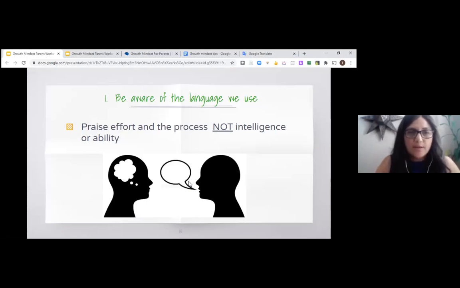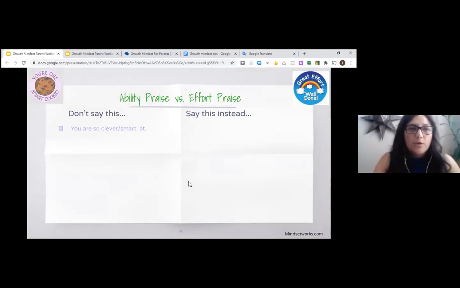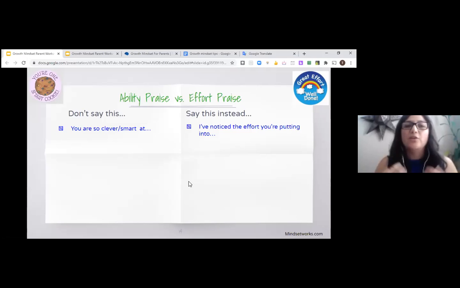So when our child is doing distance learning or not even doing any type of activity, it's important to praise their effort and the process that they're doing to achieve something versus trying to praise their intelligence or their ability. So for example, you don't want to say, you're so clever, you're so smart at this. And the reason you don't want to say things like you're so smart is because it makes children think that their intelligence is fixed, right? And so instead of saying you're so smart, you might want to say, I've noticed the effort that you're putting into math or into reading, whatever it might be. And the reason you want to say, I'm noticing your effort, is because you want to convey the idea that you value effort, that you value their hard work.